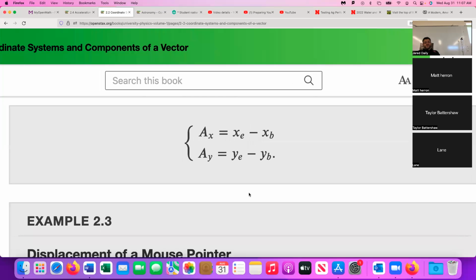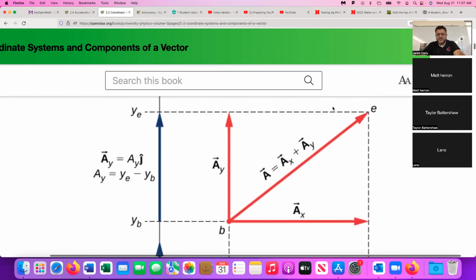Another thing that is good to know is that you can actually calculate the magnitude of these components, as they're called. I always want to call them coefficients, but they're components. You can calculate the magnitude of these components if you know the beginning point and end point of the vector that they come from. So if your vector starts at point B, in this case at x sub b and y sub b, and ends at point E. Let's see, nope, starts at B and ends at E.